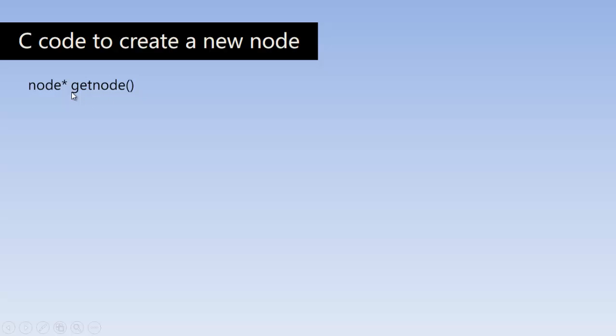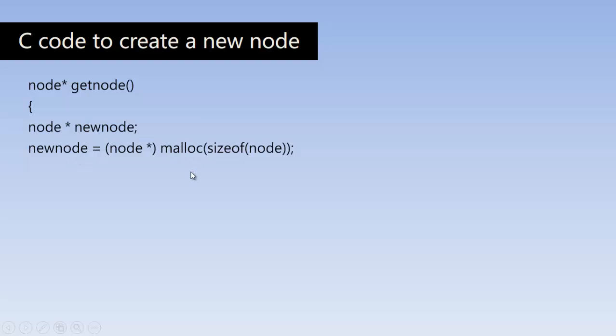Because node represents the entire structure, we are going to create a node which is same as the structure. That is why the return type of this function is node, and asterisk also because this is going to return the address of the newly created node. That's fine. So inside here I'm going to create a new pointer called newNode which holds the address of the newly created node, right? So this is also type of node, right?